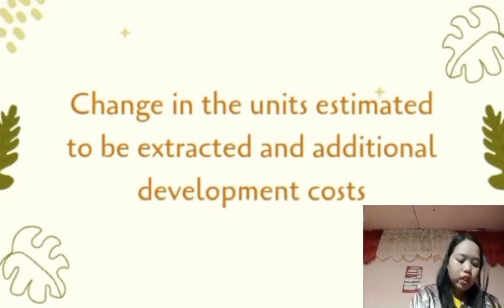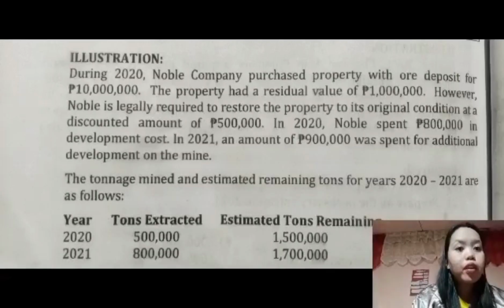New depletion rate per unit is equal to remaining depletable cost over the remaining revised estimate of the productive output. And the depletion formula is: depletion is equal to the depletion rate per unit multiplied by the units extracted during the year. So for more understanding, we have now the illustration.